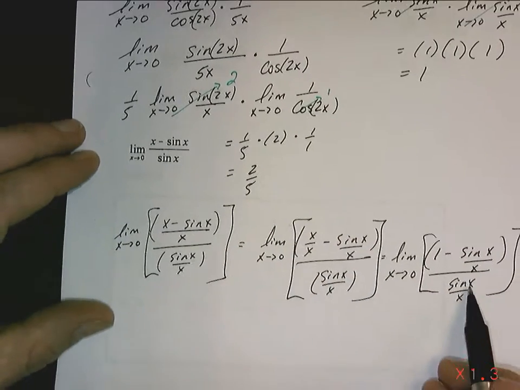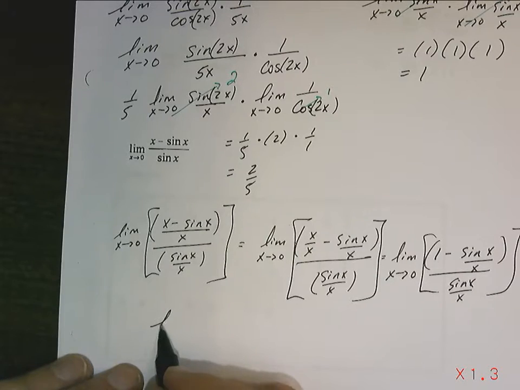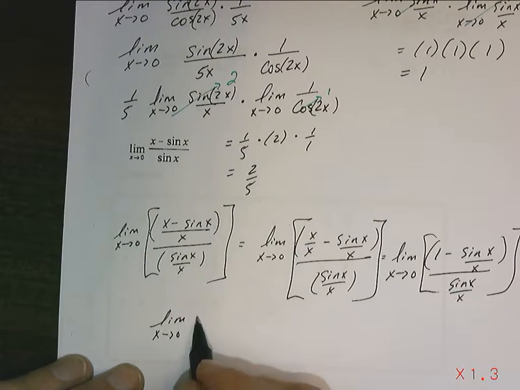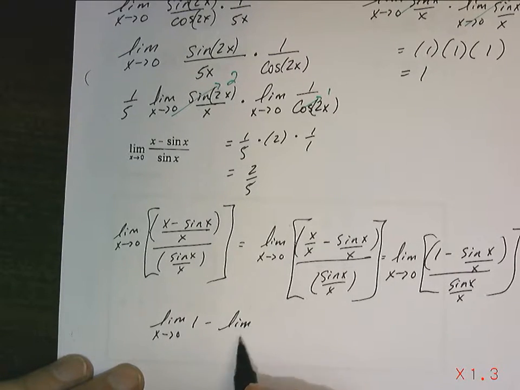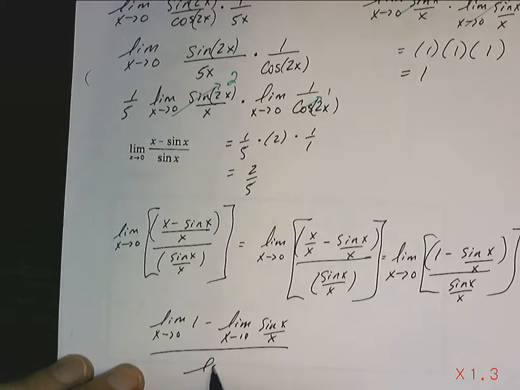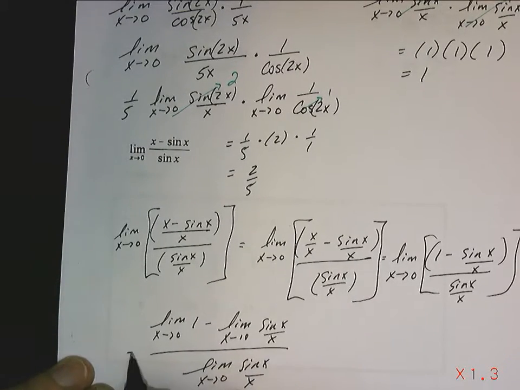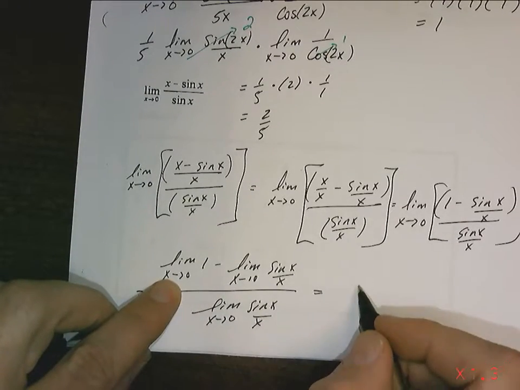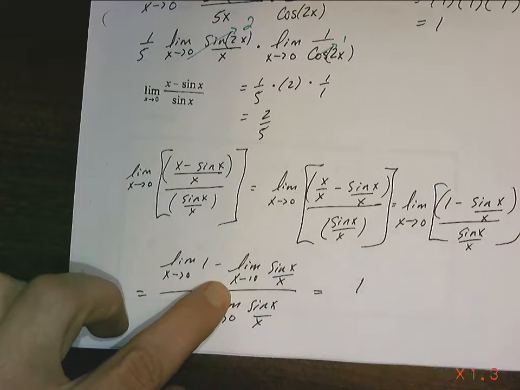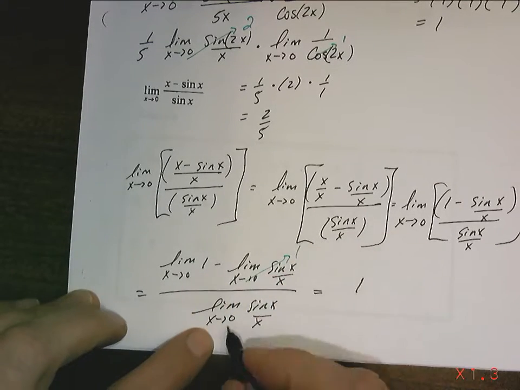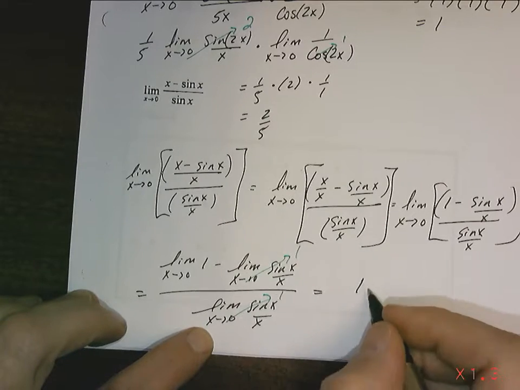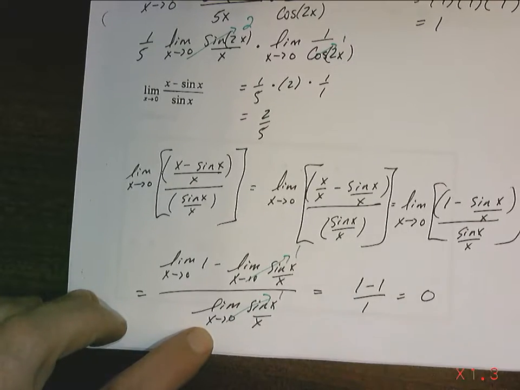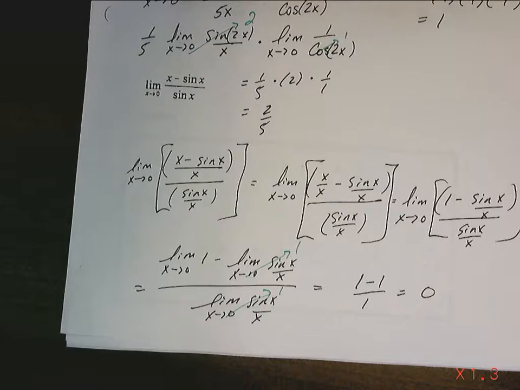All right, the limit of a quotient is equal to the quotient of the limits, so it's going to be the limit as x approaches 0 of 1, subtract the limit as x approaches 0 of sine x over x, all over top of the limit as x approaches 0 of sine x over x. 1 doesn't care what happens as x approaches 0, so it'll stay 1. This whole thing goes to 1. We've proven that. This whole thing goes to 1. And the limit approaches 0.